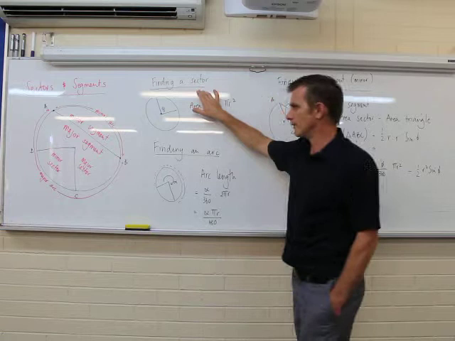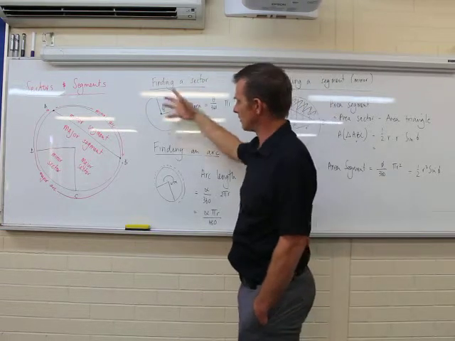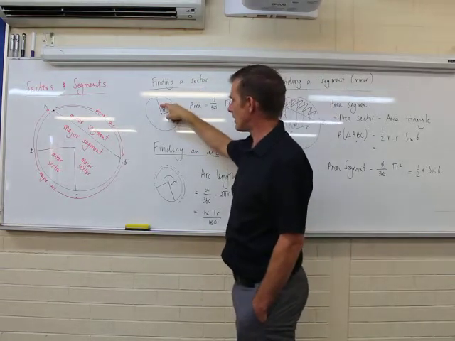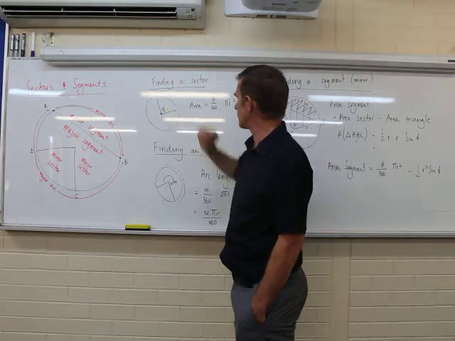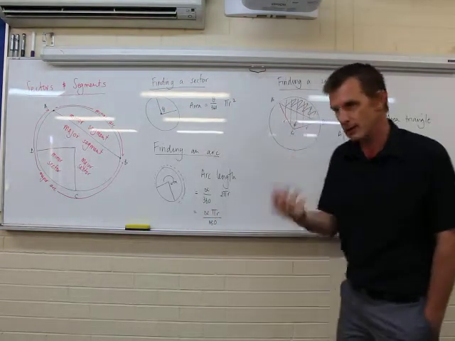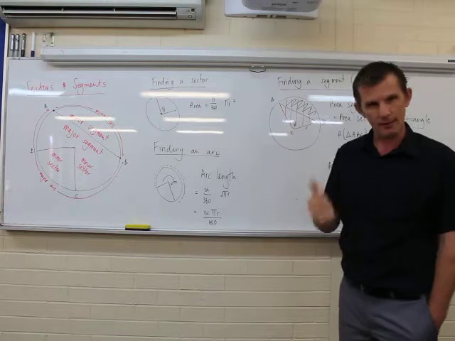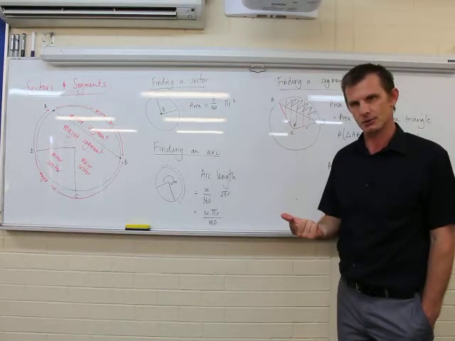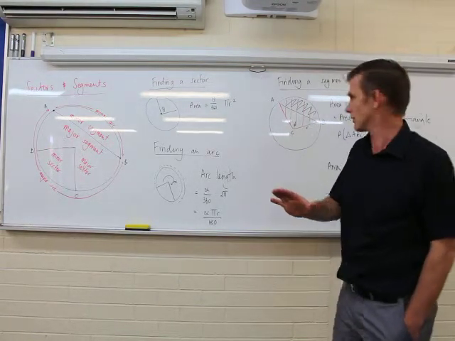Let's look at a sector first. Now I've just drawn a small little diagram here, not particularly accurate, but we've got our angle in here. Now that's really one of the only pieces of information that we need to work out a sector. We need that one and we need the radius of the circle. If we've got those two, we're sorted.